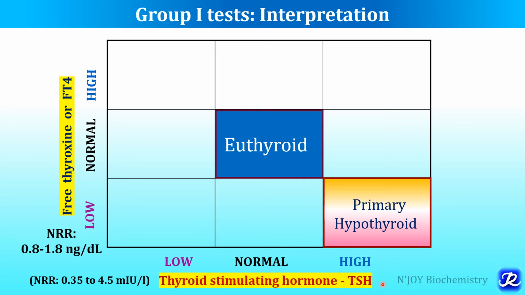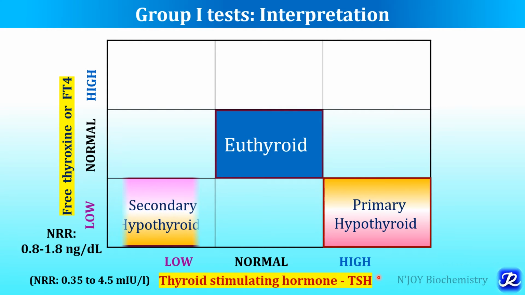When TSH is high and free T4 is low, so when free T4 is low, this condition is hypothyroid. And here TSH is high. This is the primary hypothyroid condition, where the pathology lies in the thyroid gland itself. It is due to dysfunction of the thyroid gland, and the most common causes of primary hypothyroidism are Hashimoto's thyroiditis and iodine deficiency.